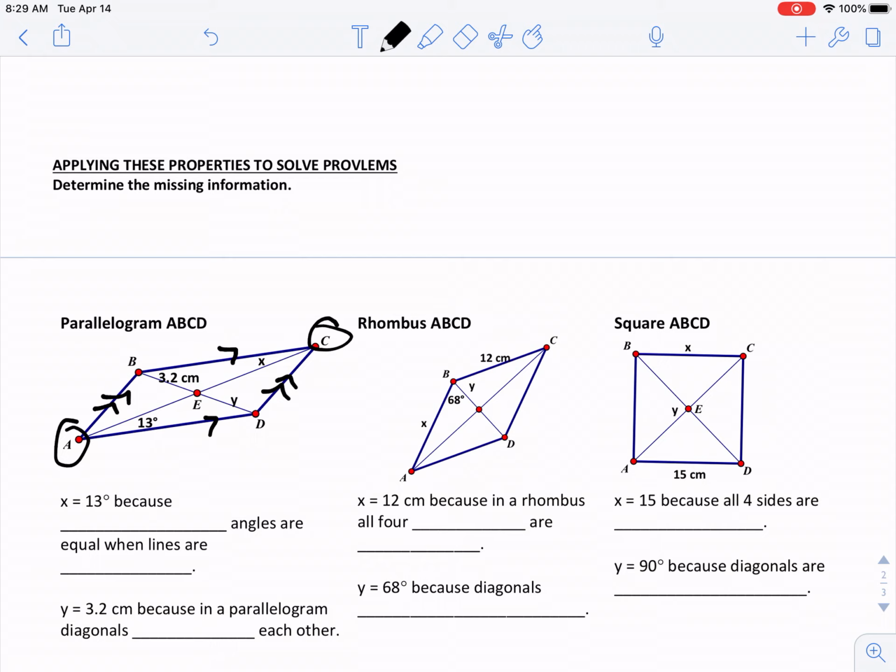Since these lines are parallel, if you think back to when we talked about parallel lines, this diagonal splits it into two, and we have alternate interior angles between x and 13. That's why x is 13. We're getting alternate interior angles because they're between the sides that are parallel and on opposite sides of that diagonal. And they're equal because the lines are parallel.